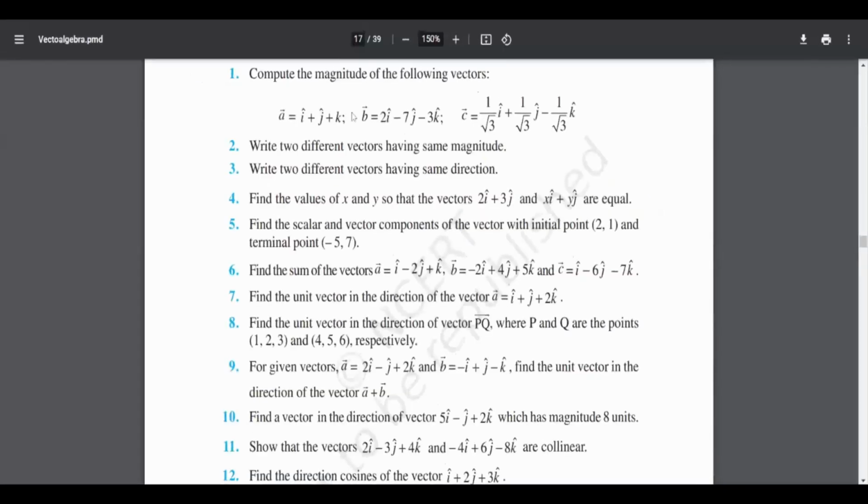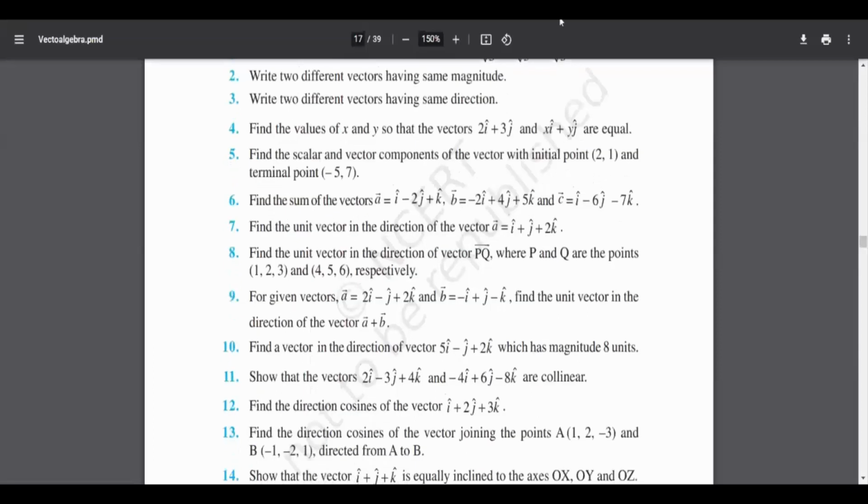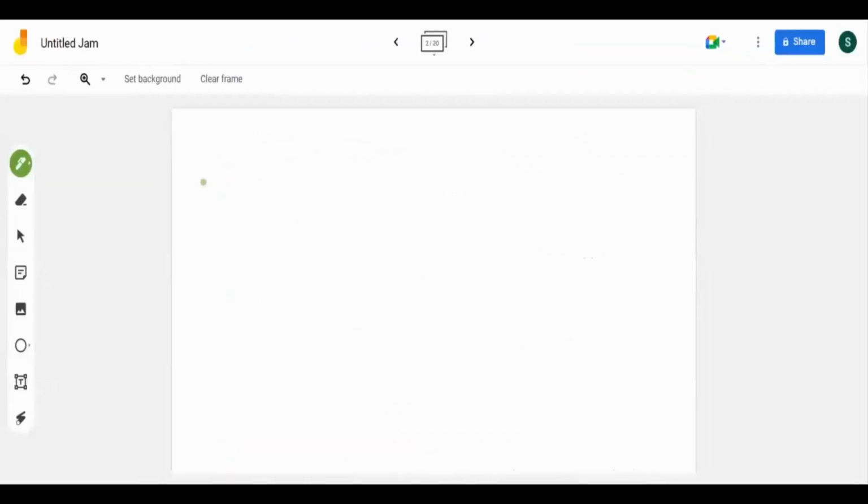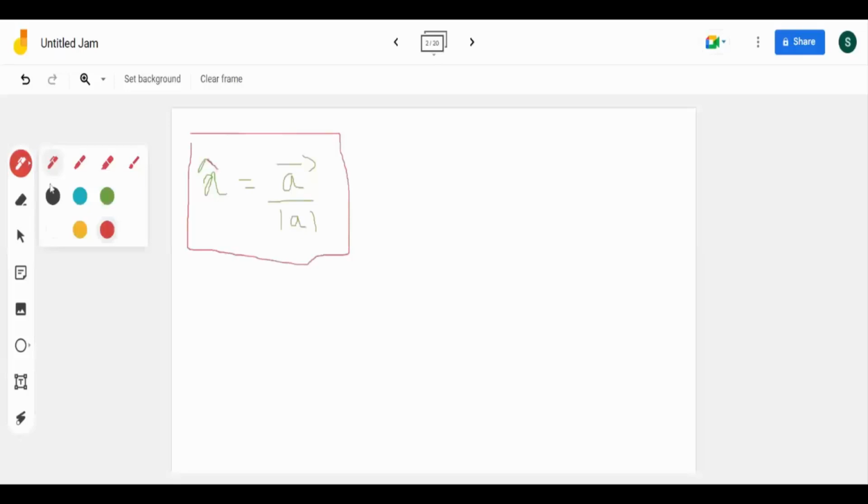Okay. So now let us move to question number 7. Find the unit vector in the direction of i plus j plus 2k. What I said earlier: the unit vector is represented by A cap. A cap is nothing but vector A divided by its magnitude. Okay, so this is called the unit vector. You remember it, this is called the unit vector. It is also very important for students. So here in the question, A is given by i plus j plus 2k.